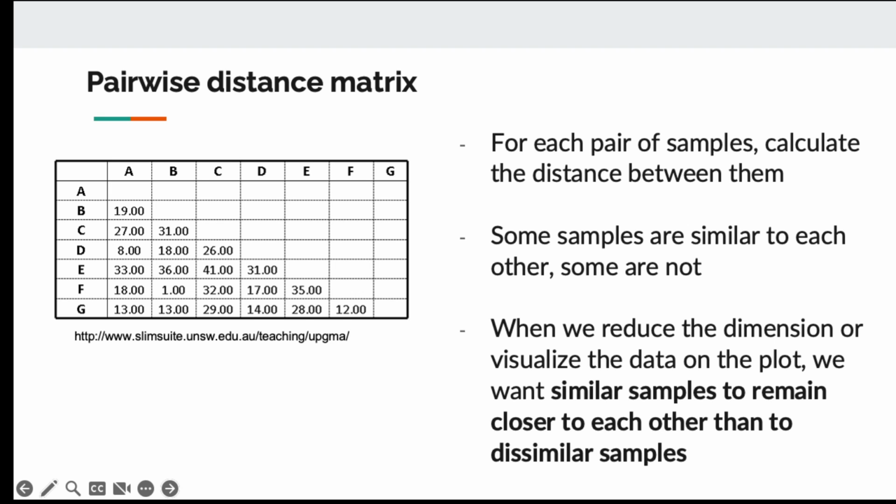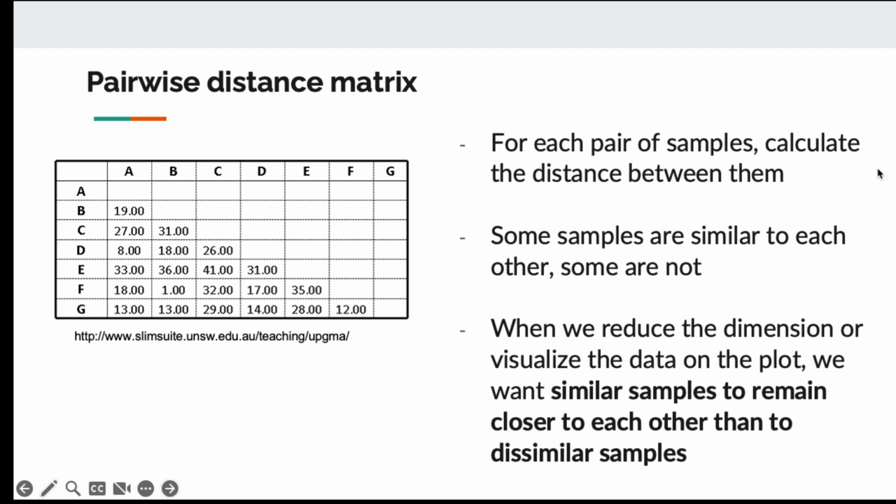It can be correlation in gene expression, it can be the Bray-Curtis distance in microbial abundance, it can be the intersection between two sets. But you want to calculate the distance between every pair of samples. We're going to use this to help the dimensionality reduction process.